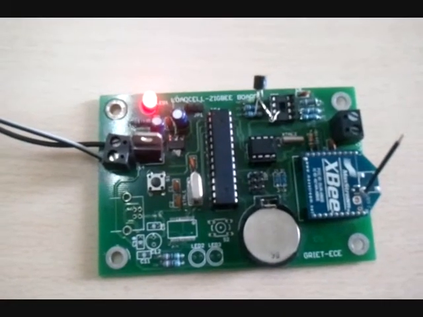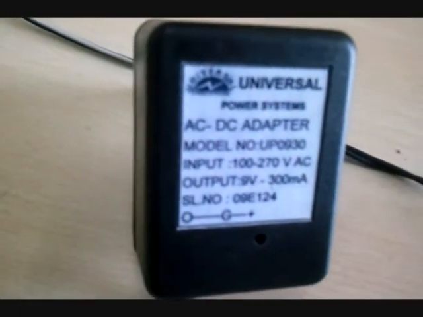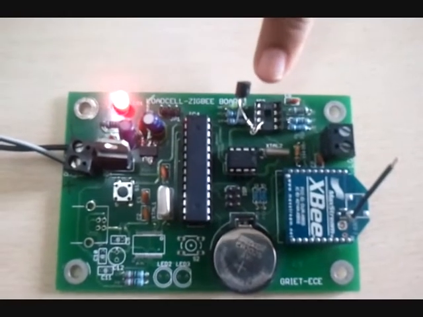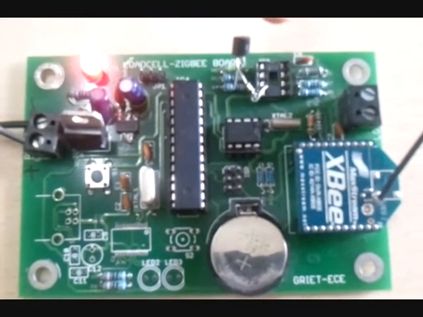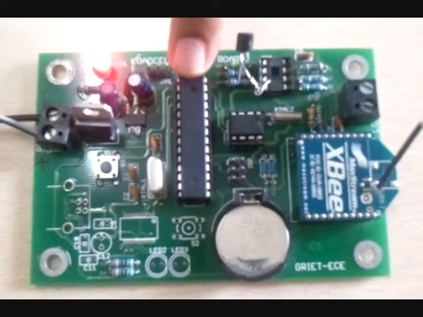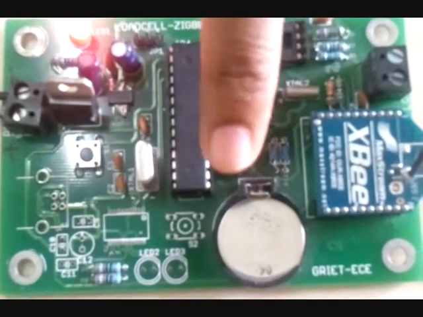The power supply to the load cell Zigbee board is given externally using an adapter. This board consists of a temperature sensor LM35, microcontroller ATmega8 with internal ADC, in-system programmer, and a Zigbee transceiver.